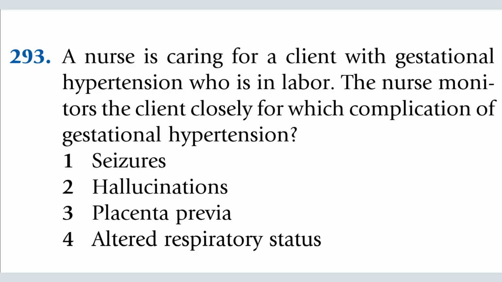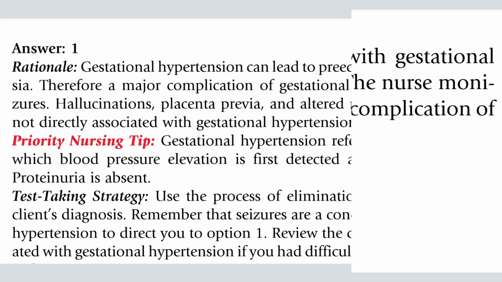293. A nurse is caring for a client with gestational hypertension who is in labor. The nurse monitors the client closely for which complication of gestational hypertension? 1. Seizures, 2. Hallucinations, 3. Placenta previa, 4. Altered respiratory status.